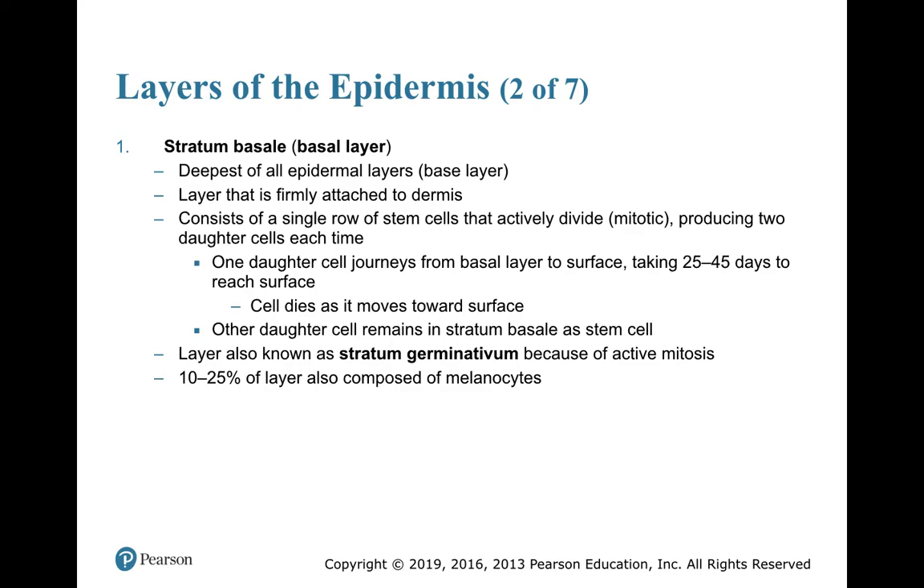One of those daughter cells will become usually a keratinocyte and make its way to the surface after 25 to 45 days. And as it's going up that path, we'll see it dies and becomes more or less a bag of keratin. The other daughter cell remains in the stratum basale and is a stem cell. So this layer is also called the stratum germinativum because there is active mitosis, active germination going on within this layer. There are some 10 to 25% which are melanocytes found in the stratum basale.